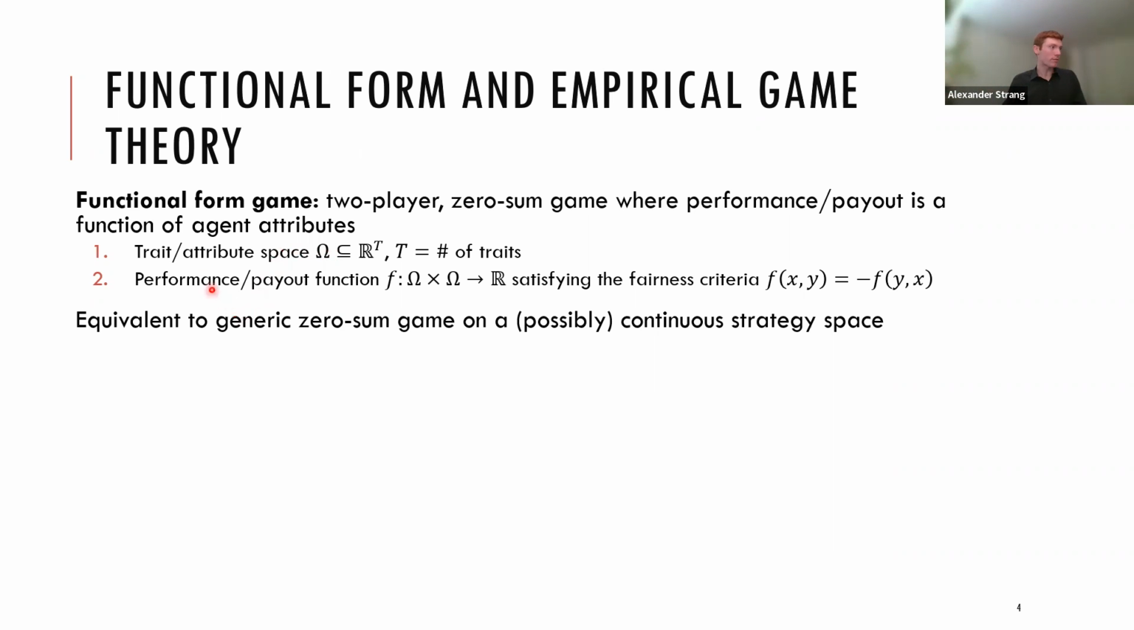Then in addition, we have a performance or payout function, which accepts the attributes of two different agents and returns the advantage that one possesses over the other. We will represent this with f. This is a mapping from omega cross omega into the reals. And we require that it satisfies this fairness criterion, that is f(x,y) equals negative f(y,x). This essentially says that the two players are symmetric, that there's no specific role that's distinct between the players based on the order in which they're listed inside this function.